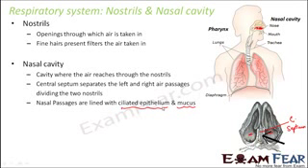It will actually help to moisten the air. So it will make the air more moist, and it also helps the air to move down. It is a slimy substance, as I said. So mucus and ciliated epithelium together help in filtering the air.